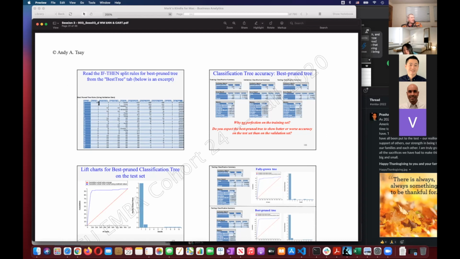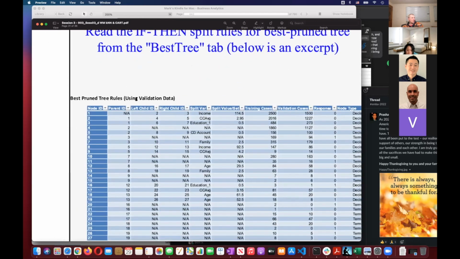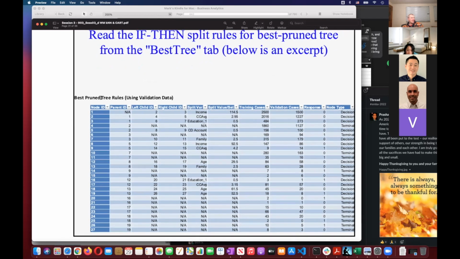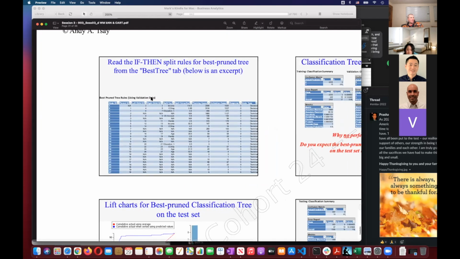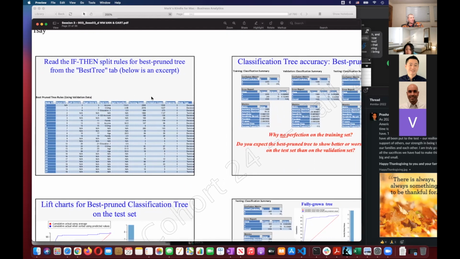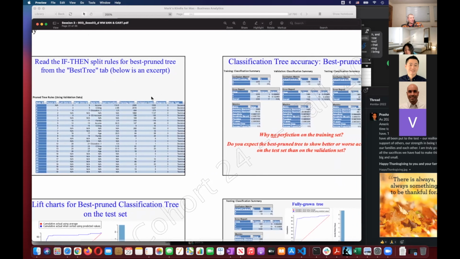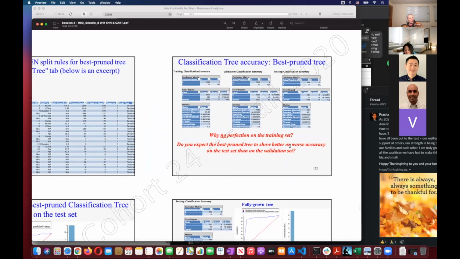Okay. Yeah, Garrett. Best pruned tree rules using validation data. Because these rules are developed against the validation data, they provide information into the tree, into the classification. So because it provides information into the classification, you then expect it to show better accuracy on the validation set than on the test set.